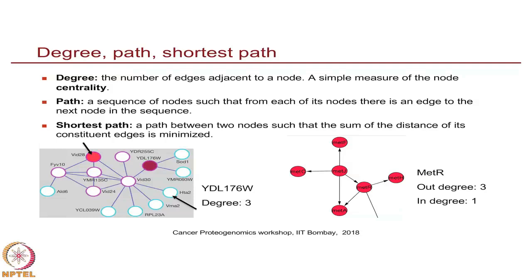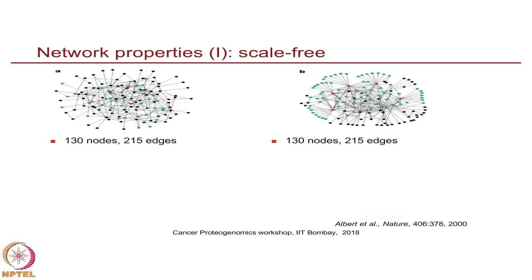So with the understanding of the degree and the path, we can start to explore some of the properties of these networks. I think after we get a network, the first thing we want to do is to understand how the network is organized, what are the characteristics we can learn from those networks. The first property we want to talk about, maybe I will show you this example.